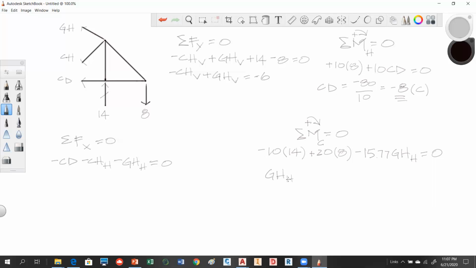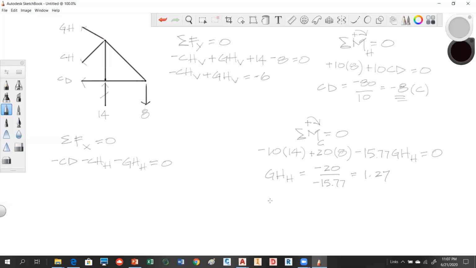GHH. It's going to be equal to a minus 20. And you bring those guys over, divided by a minus 15.77 gives me 1.27 positive. So what that's telling me is that this will be a tension member.